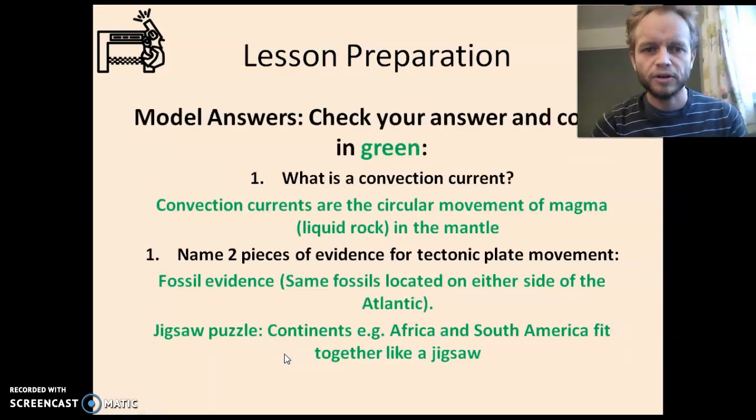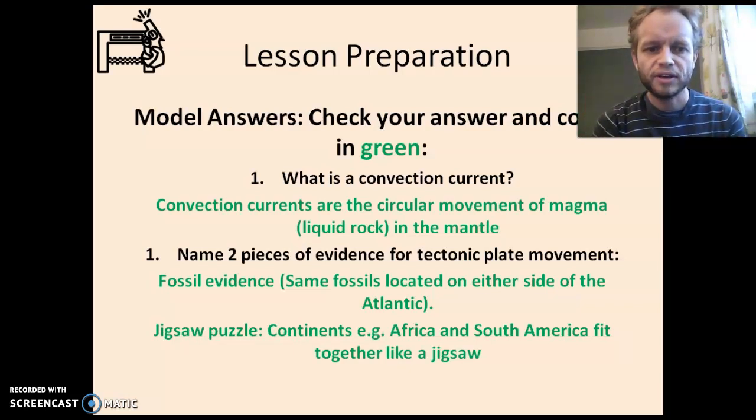Okay, so you've got your model answers here. I want you to read them through, check your answers, and then with green pen, add any detail or add any corrections that you need to make so that you're happy with your recap questions. So we said a convection current is the circular movement of magma, so liquid rock in the mantle, moving around like we talked about because of the heat in the core.